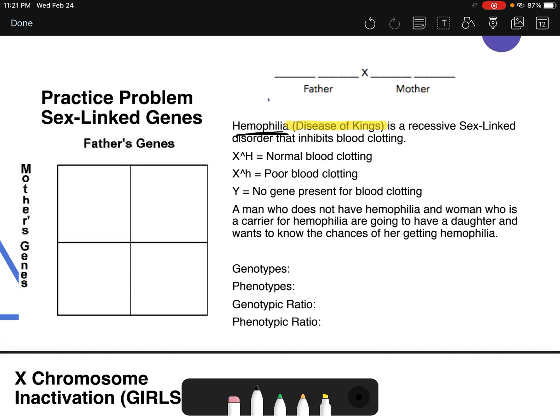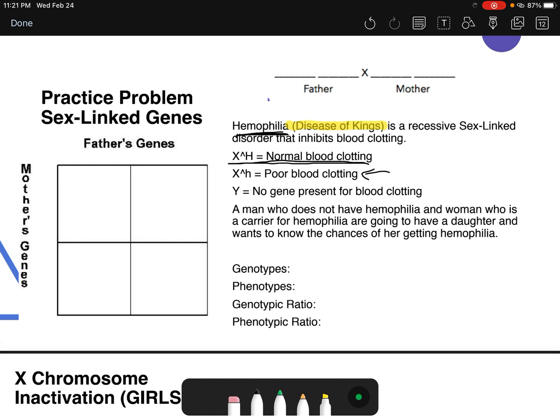So we have a normal blood clotting person, so they're going to have an X and a big H. We have poor blood clotting, which is X little h. And then we have a Y chromosome, which does not have the gene present for blood clotting on it.